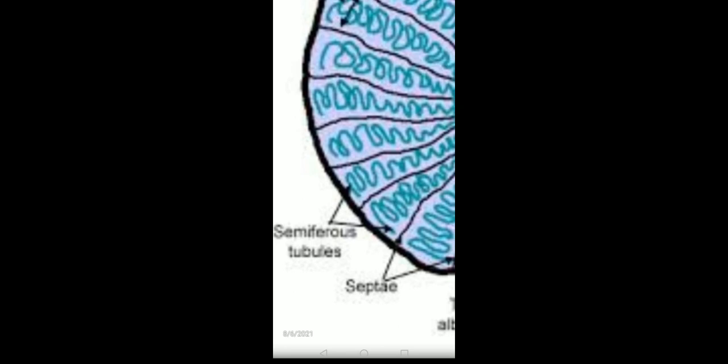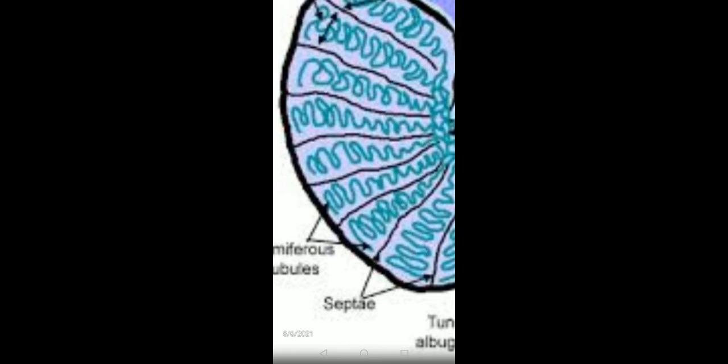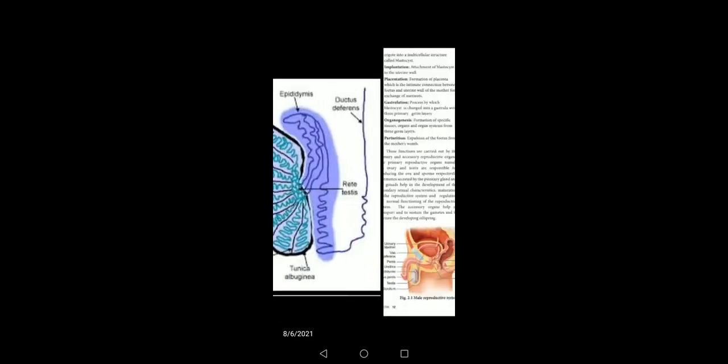These highly convoluted tubules, convoluted meaning folded, form 80% of the testicular substance. So in that area, the folded tubules make up 80% of the testicular substance. That is the place where the sperms are produced. That's why it is given in the book: these highly convoluted tubules, which form 80% of the testicular substance, are the sites for sperm production. You can go through these explanations in your textbook.